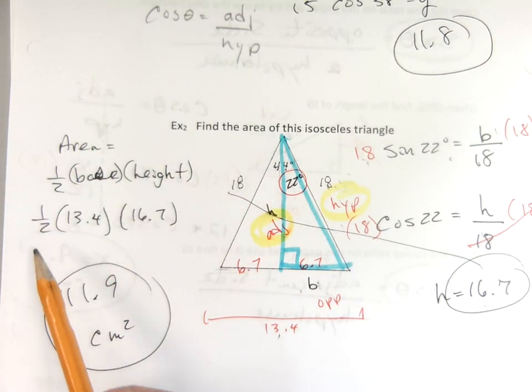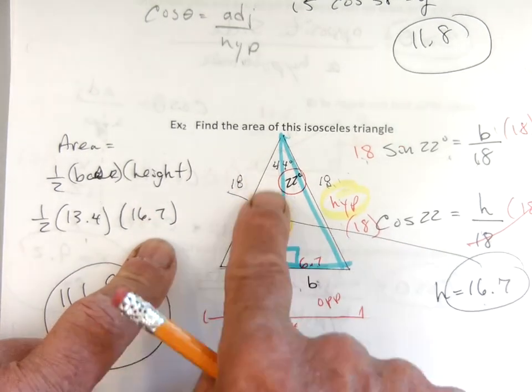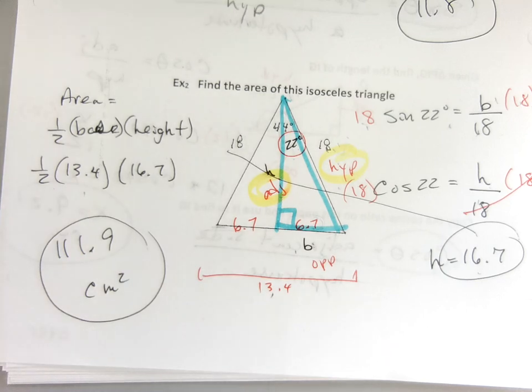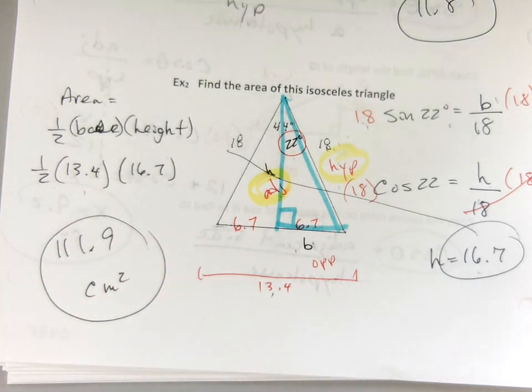So again, area of a triangle is 1/2 base times the height. I found the base and the height, and then I went ahead and just used my calculator and got the answer to 111.9. Okay, that's all I have.